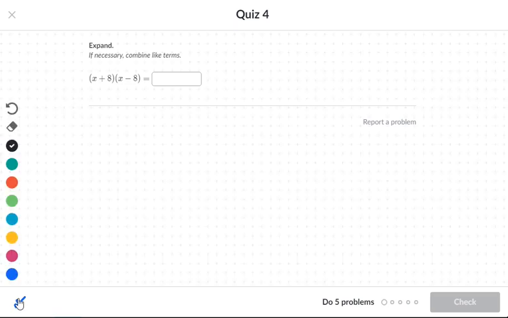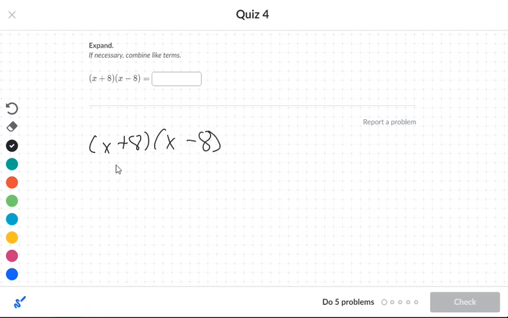Okay, so we have two binomials. We want to go ahead and multiply these together. So I'm going to say x plus 8. Then I'm going to go x minus 8. This is my first, this is my last, this is my first, and this is my last. Go ahead and put down your double smiles here.